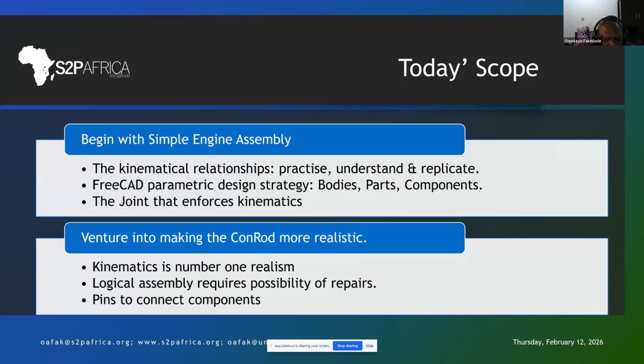So the next thing I want you to do for the project is to venture into making the engine more realistic. Today, we are going to make the con rod more realistic. That will give you an idea of what to do to the other parts and the kind of results I want to see in your final project. Kinematics is number one, realism. For example, if you did not implement kinematics, you might move a connecting rod on your screen and it can pass through the crank or the piston, which is something that cannot happen in real life.